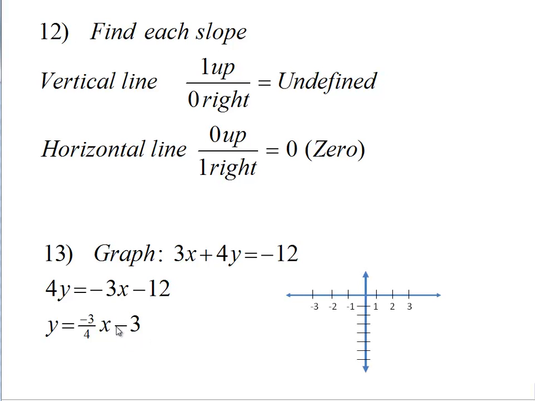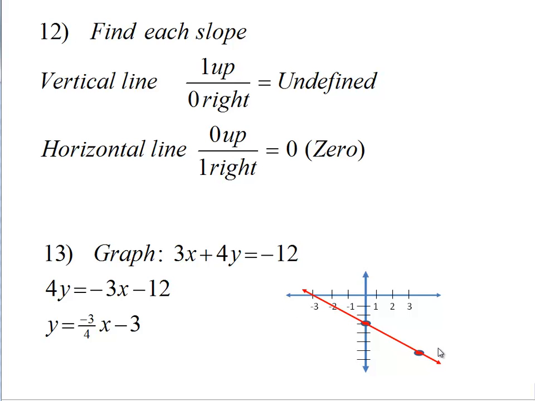That's our y-intercept. So I want 1, 2, 3, negative 3 on the y-axis. Then I'm going to go down 3 and right 4. So I count 1, 2, 3 down, 1, 2, 3, 4 over. So it should be right about here. Then I draw a line between them.